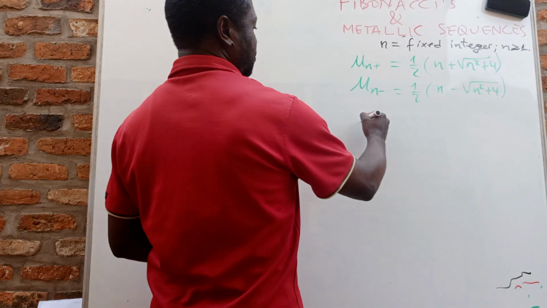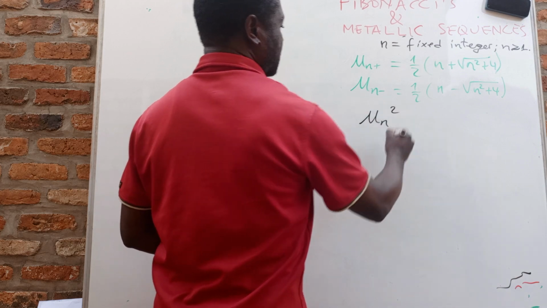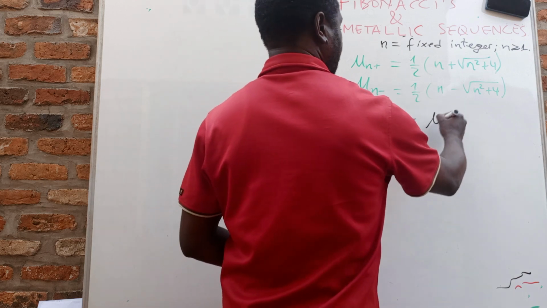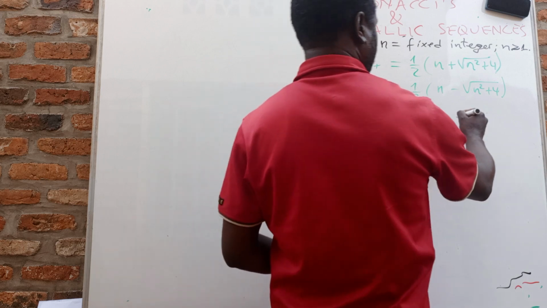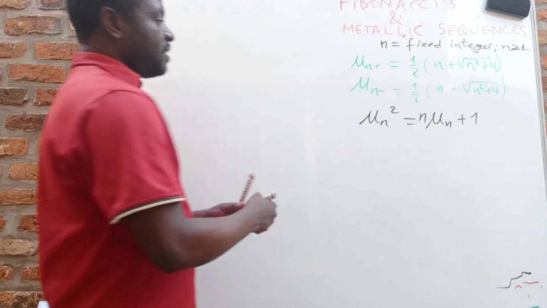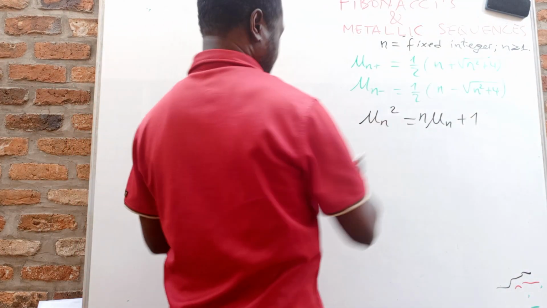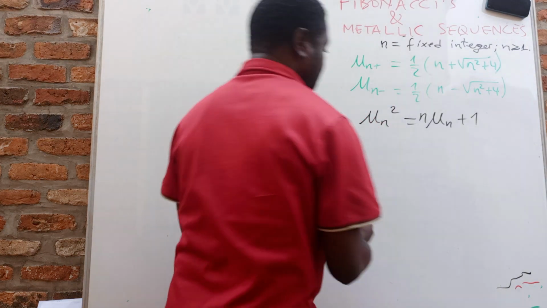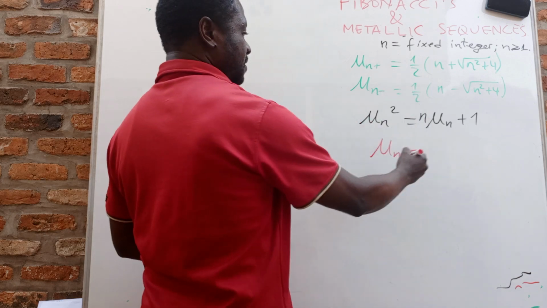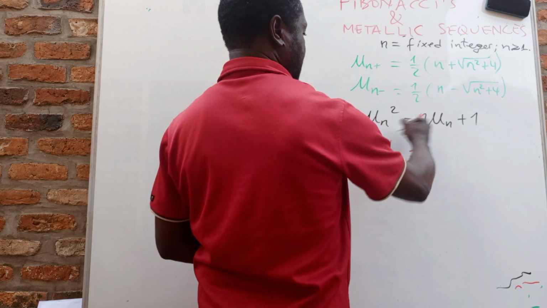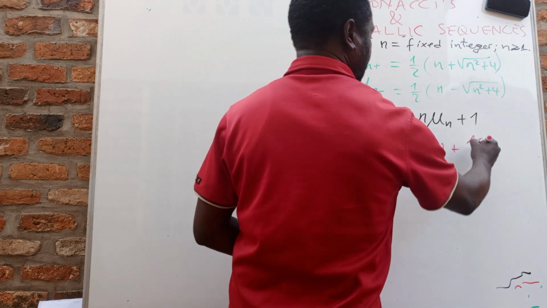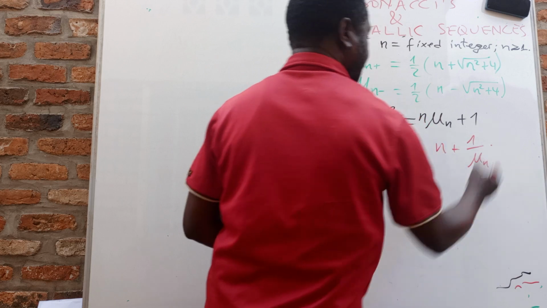Okay, so now we proved last time that mu n square, each one of them, is equal to mu n times n plus 1. Each one verifies this property. If we divide both sides by mu n, we are going to get n plus 1 over mu n.